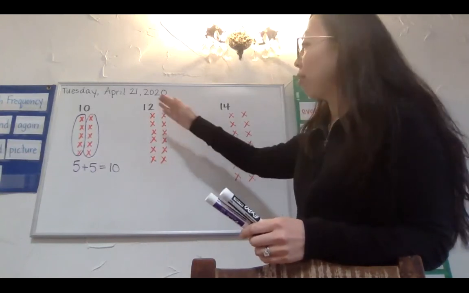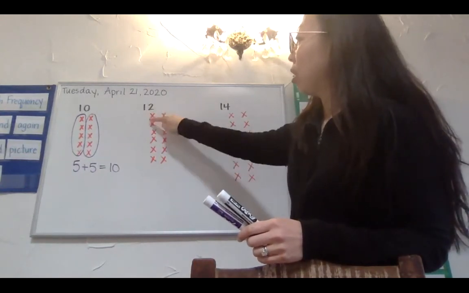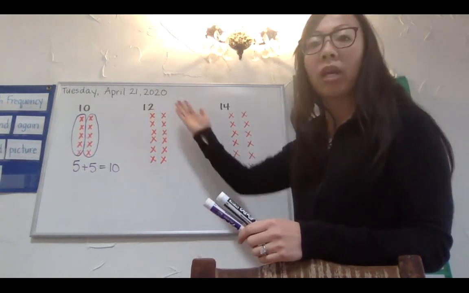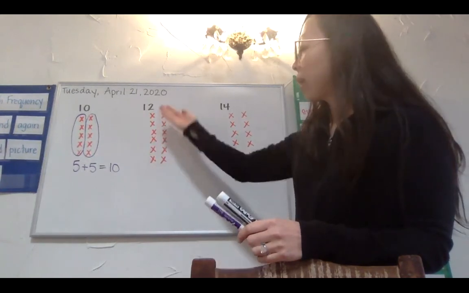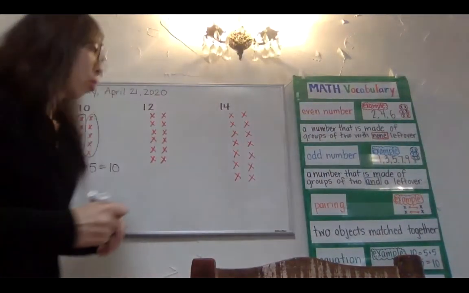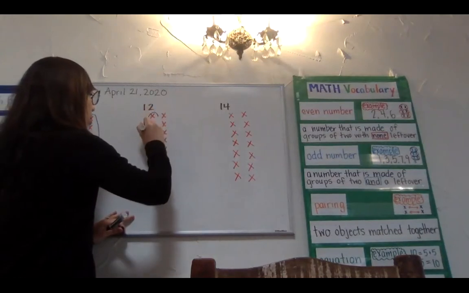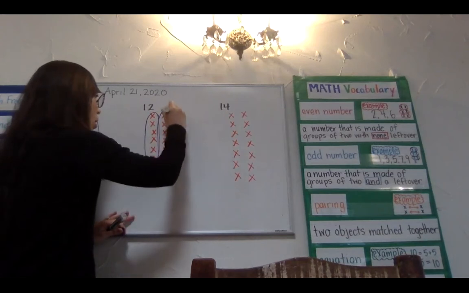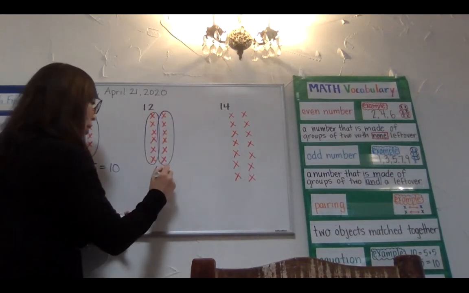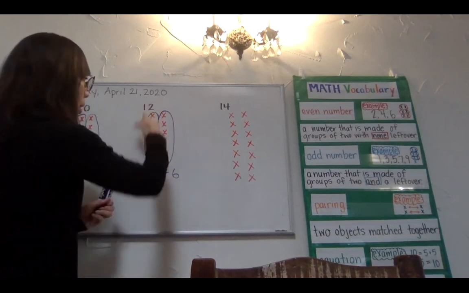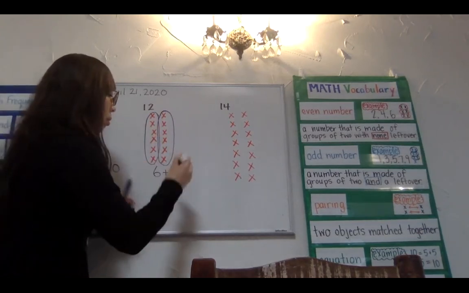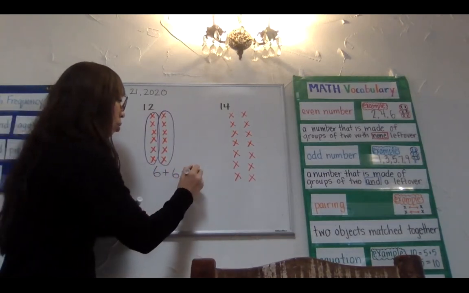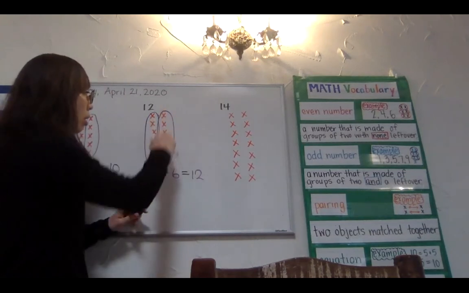What about the number 12? I could circle them up this way, and I know that I have 1, 2, 3, 4, 5, 6 pairs of 2, but I also could circle them up this way. And I know that I have 6 plus 6. And I know that this is the number 12. So I'll say 6 plus 6 equals 12. I have 2 addends that are the same, 6 and 6.